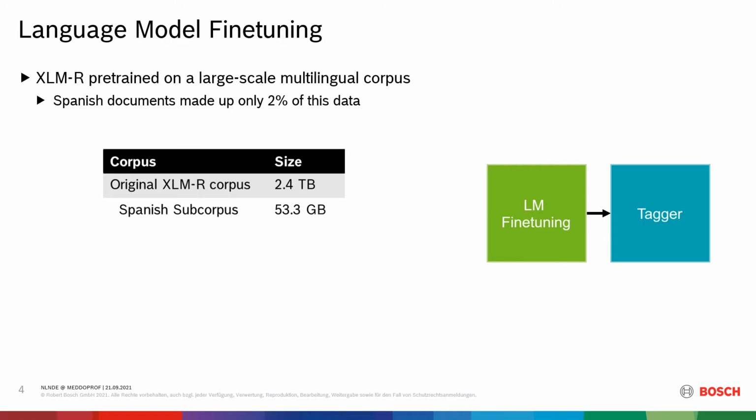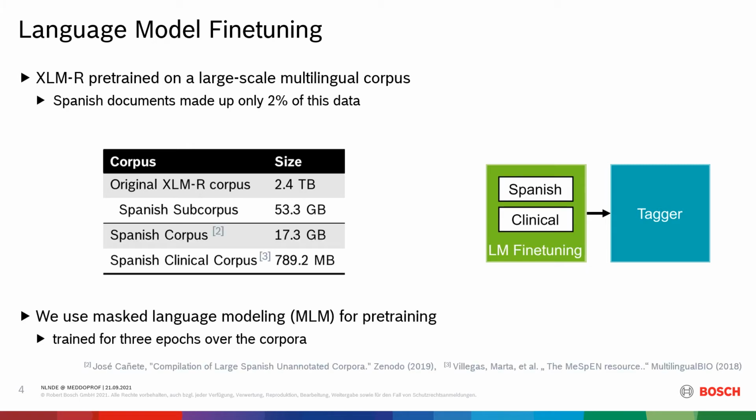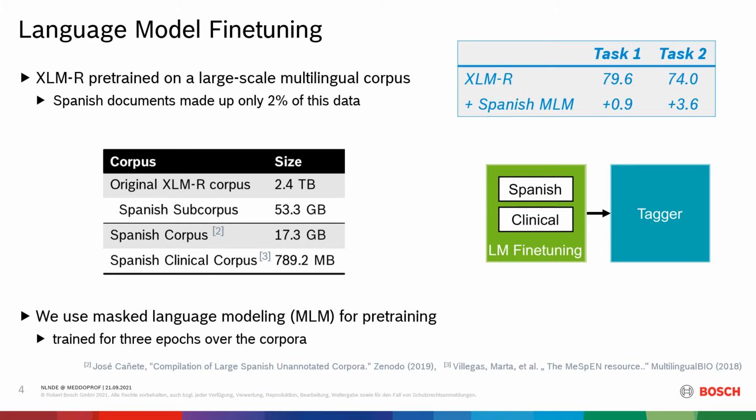In order to steer this model more towards the special domain of Spanish clinical text, we continue the masked language modeling on Spanish data. So for this, we first tried training on a general domain Spanish corpus with data from various domains, and second, we tried only Spanish text from the clinical domain. This, of course, results in a much smaller corpus, but it's more relevant to the text style of the shared task. And by looking at the numbers, we can observe that the language model fine-tuning has a very positive impact on performance for both tasks. We get a 1-point improvement for the first task and up to 3.6 for the second task.